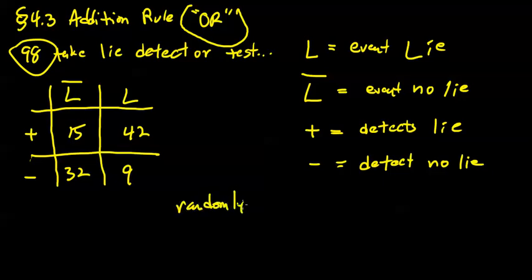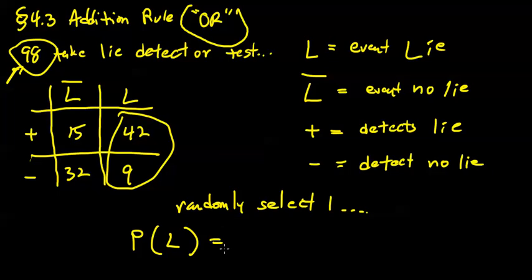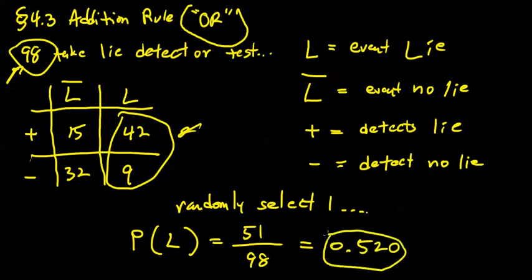Alright, from this table, I will randomly select one individual from this pool of 98. And I'll ask, what's the probability that you picked a liar? Well, as we know, how many liars are there? There's 51 liars, as indicated in the table. The sum of those two cells, 42 and 9, that's going to be 51 total liars out of 98 total people, and that turns into a probability of 0.520. Okay?